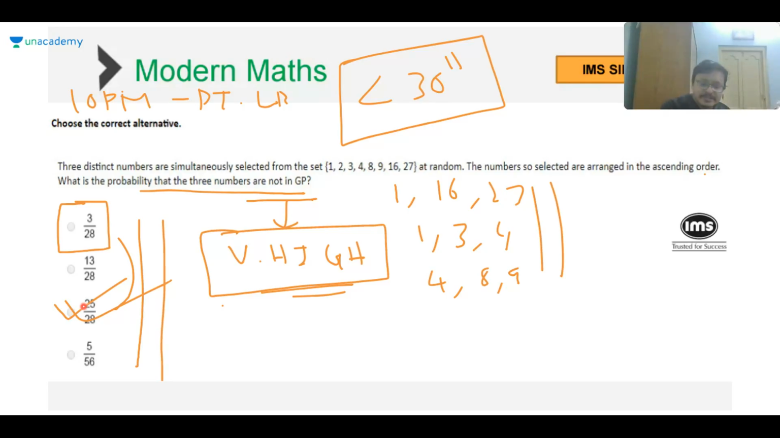Simply see the probability is going to be very high. Look at the options, mark the answer, and leave. Intentionally, if the answer is 25 by 28, they'll keep another option 3 by 28, and so on, just to ensure that somebody makes a mistake in the last step of not doing the "not" part, and by calculating the probability the numbers are in GP marks 3 by 28 and so on.